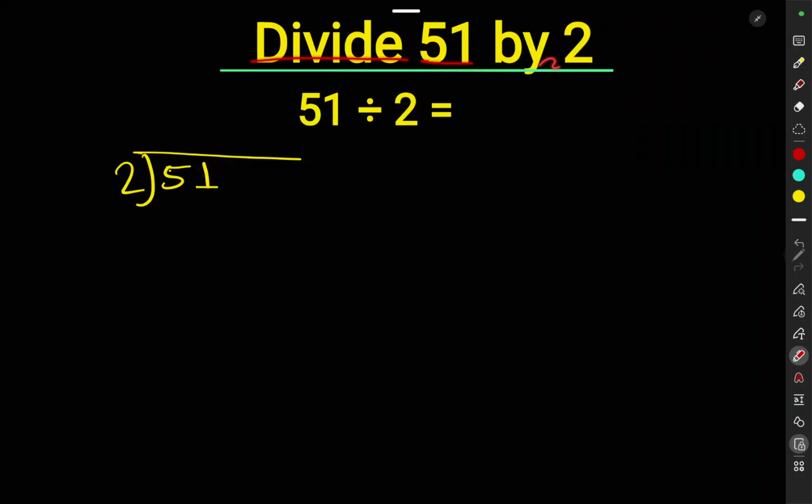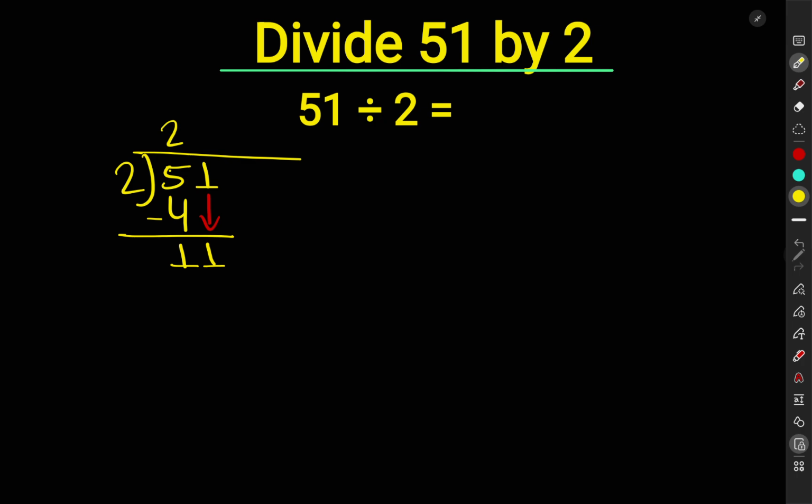Divide 51 by 2. So here we divide 51 by 2 in a long division method. So 2 times 2 means 4. On subtracting we get 1. So now this 1 is less than 2. So we put down the number beside this 1.